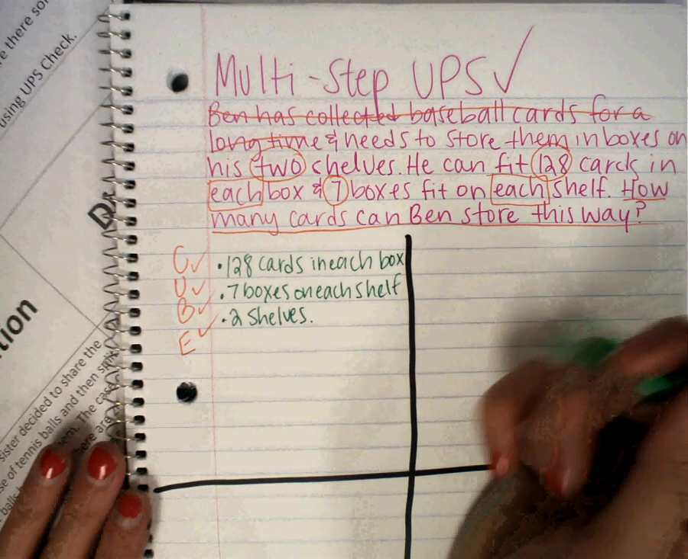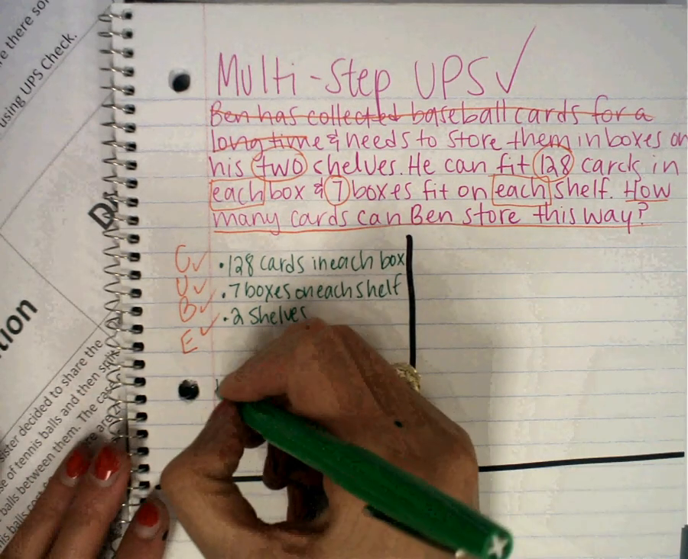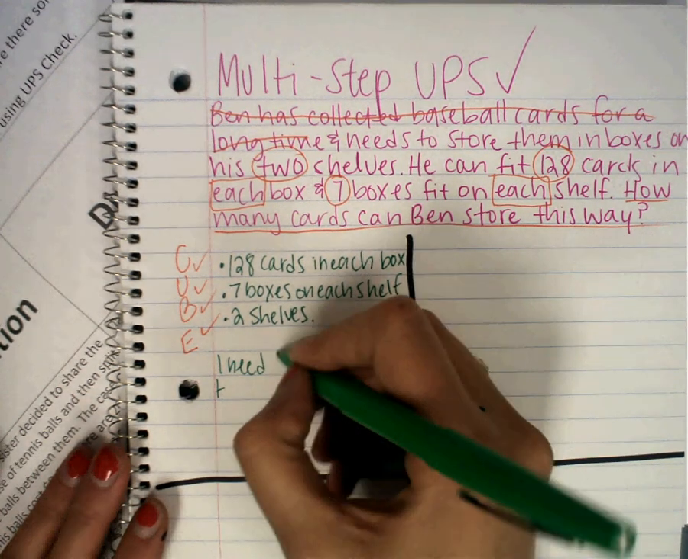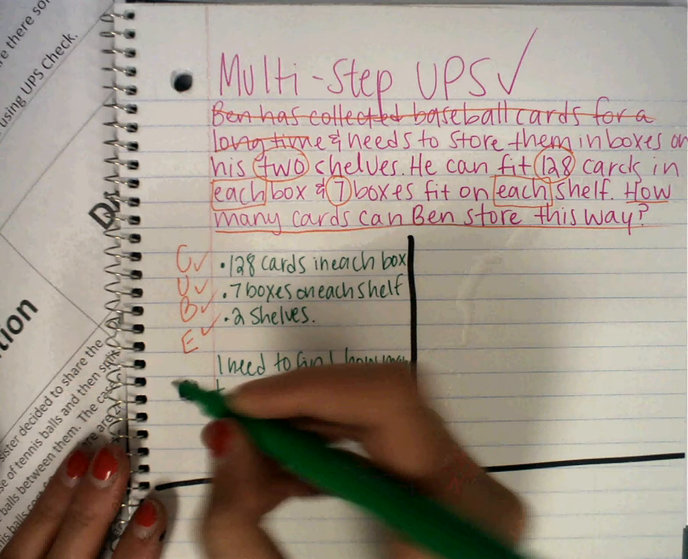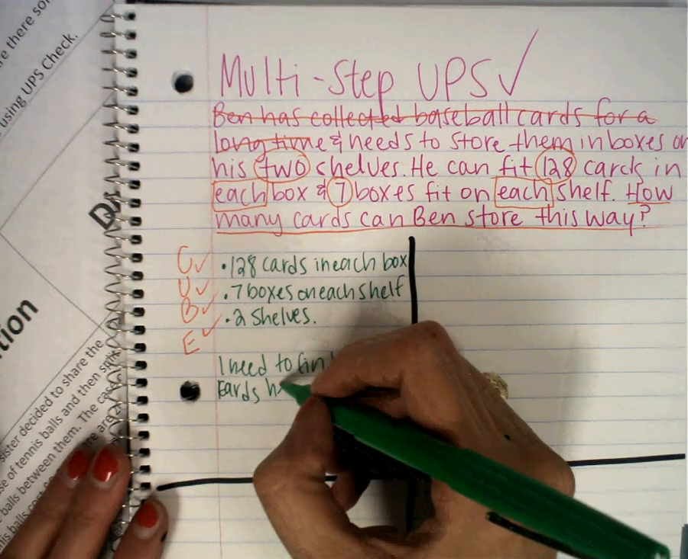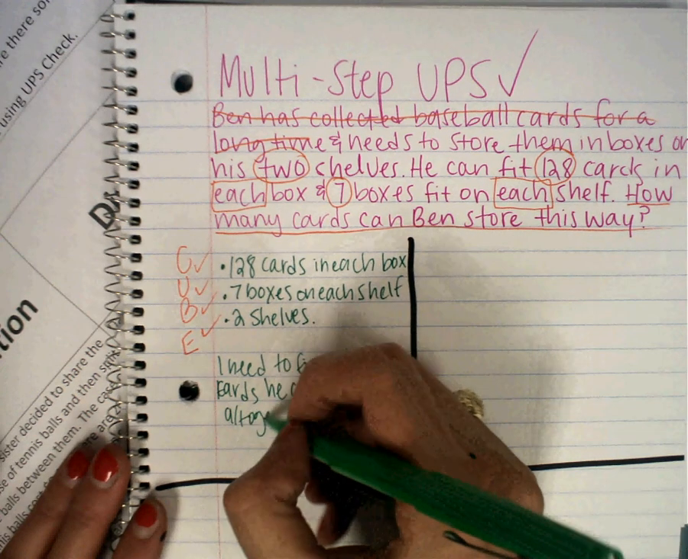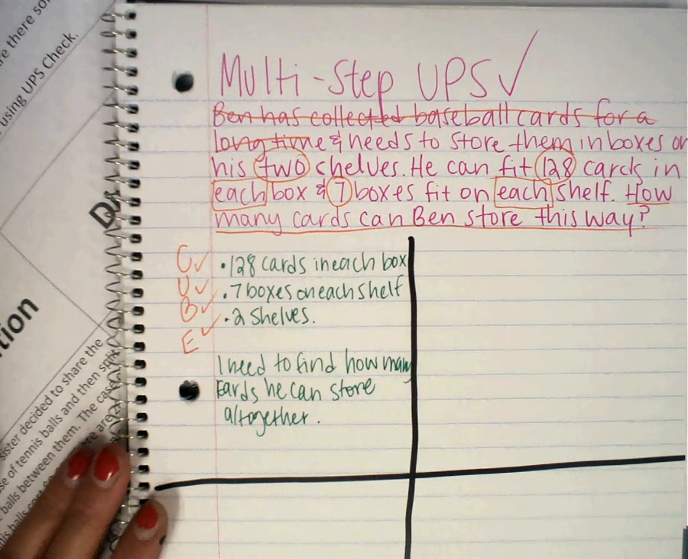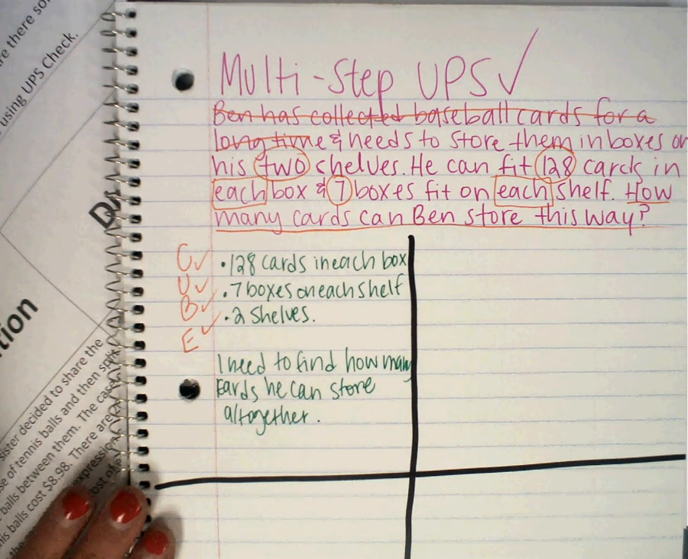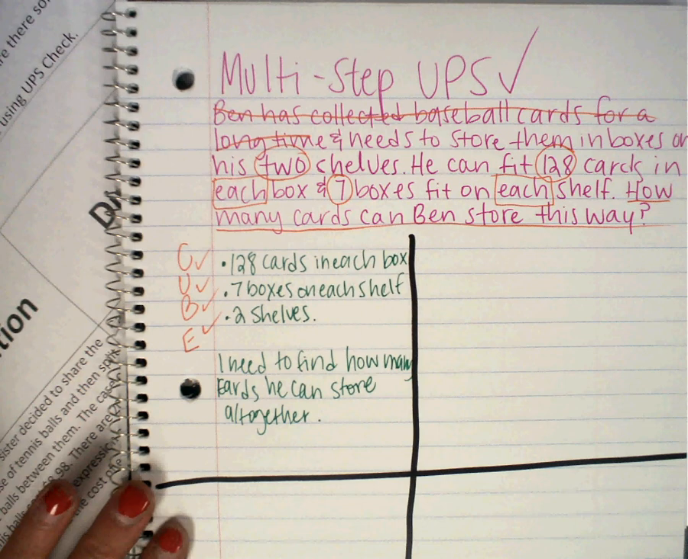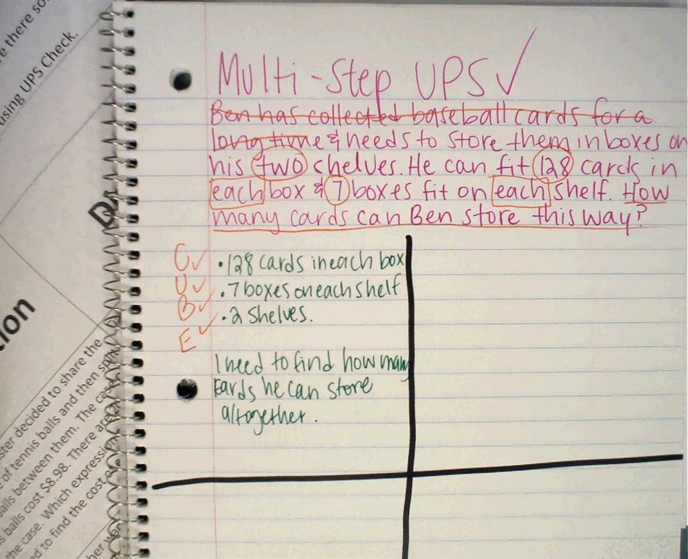So what do I need to find? I need to find how many cards he can store this way. So all together, right? How many cards can he store all together? So I need to find how many cards he can store all together. Because remember, we're not writing it in question form. I saw a lot of you doing that today. We're writing it in a statement. I need to find blank. That way I can go back and say, did I find blank? Okay? All right, let's do our strip diagram.